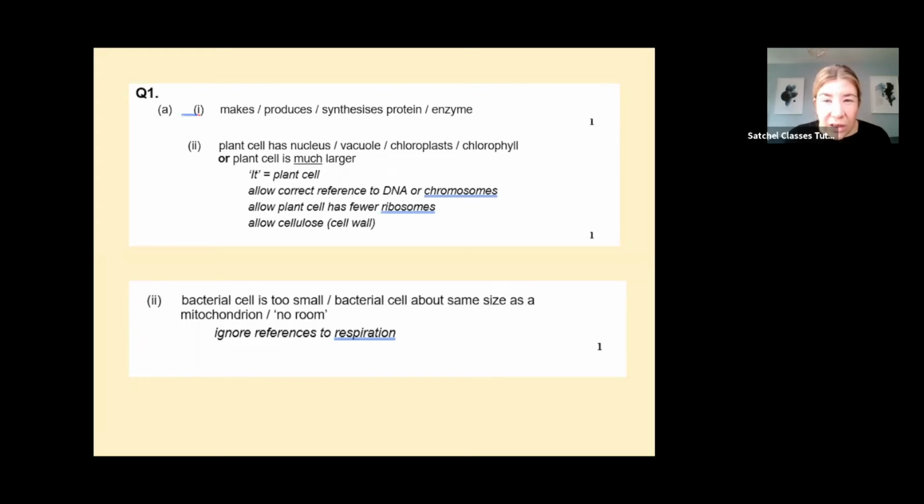Plant cell has a nucleus, or you could say the plant cell has chloroplasts or chlorophyll, or it's much larger. It says allow correct reference to DNA or chromosomes, allow cellulose cell wall. This is the stuff that, if you did the Venn diagram task, would be really useful because a lot of that information is in there. Now look at the only mark available. It says that the bacteria is too small, or there's no room. It says ignore references to respiration, because they have asked you specifically to use the information in the diagram. They have not said use your own knowledge. That's quite a tricky one. So well done if you got those correct.